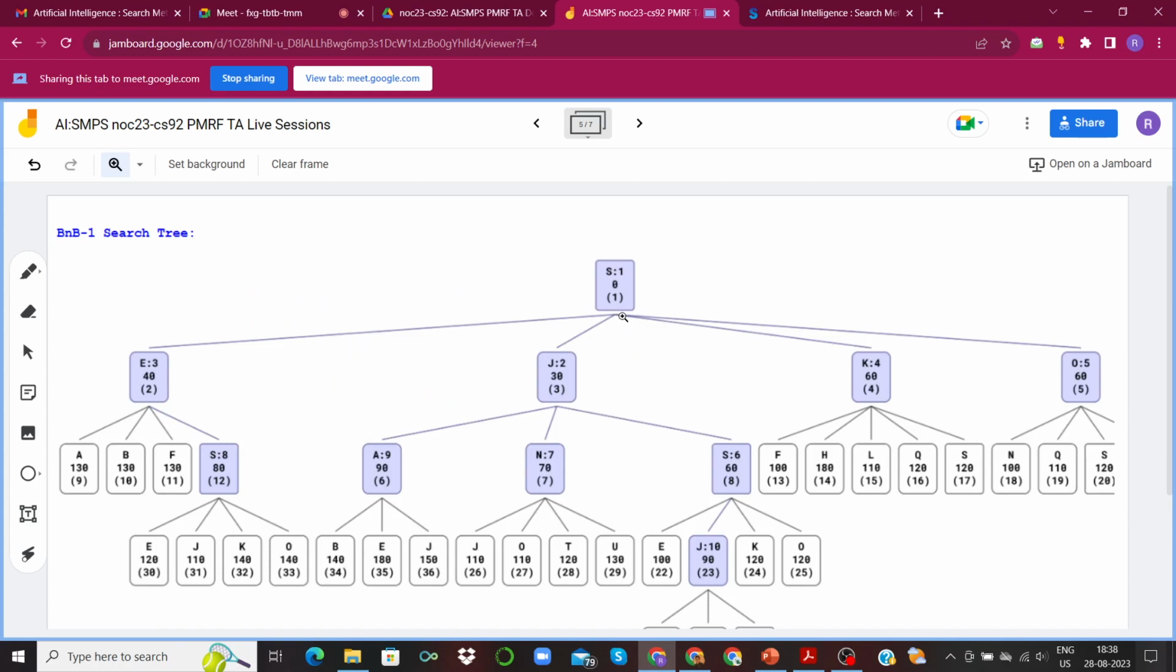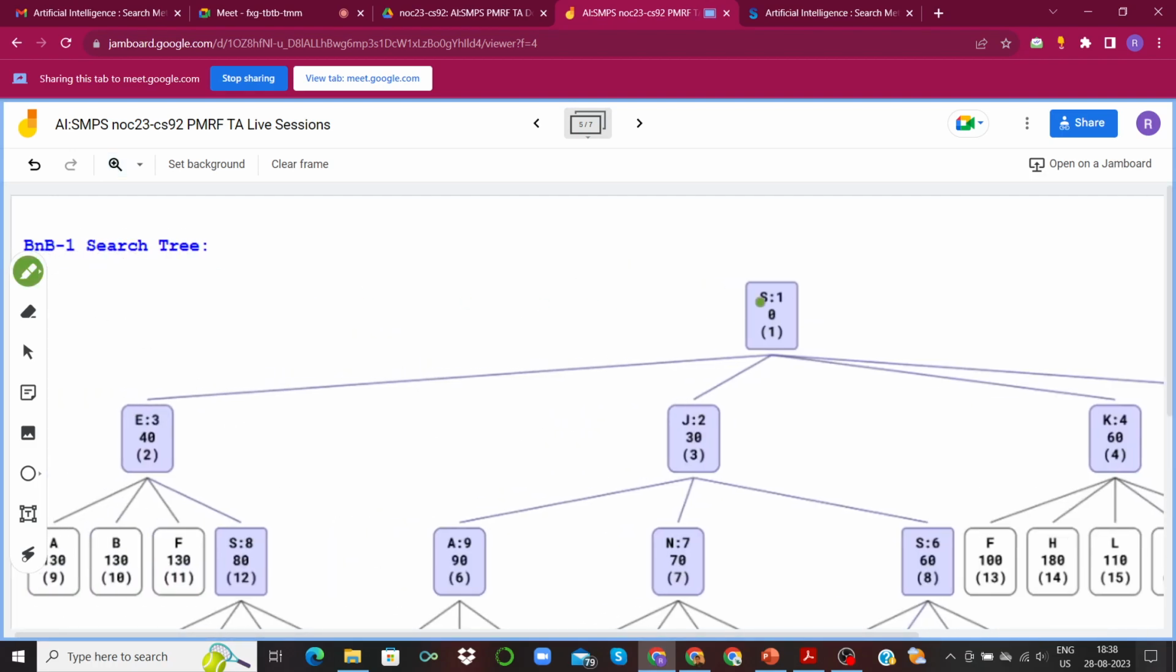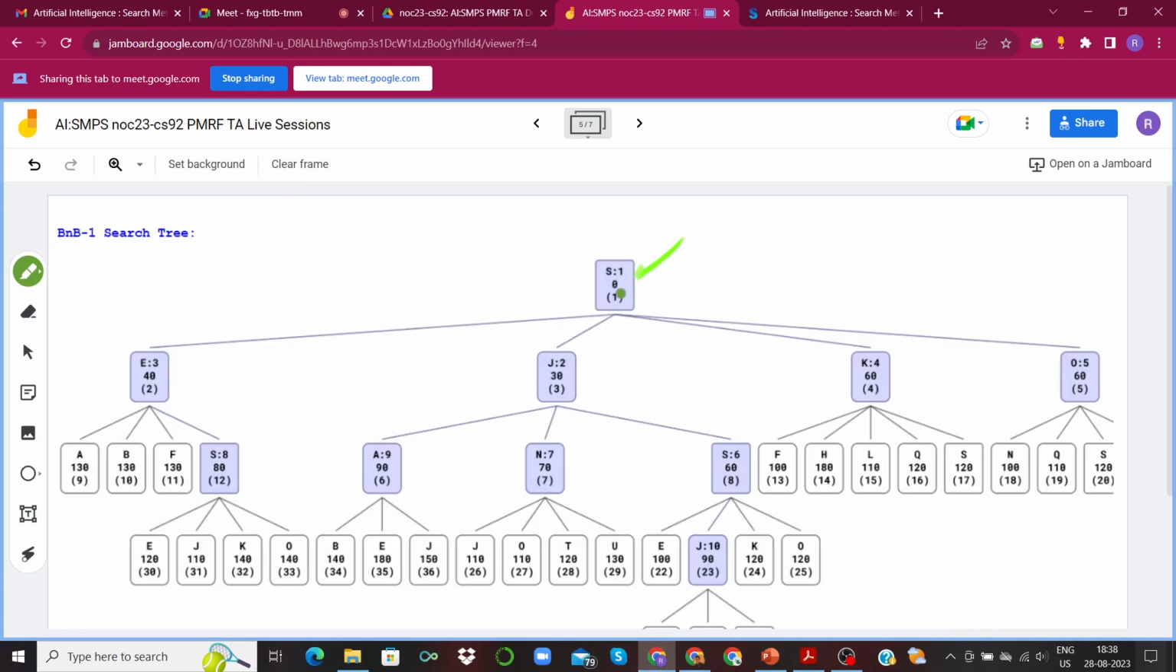If you remember, we started with our S node, which had a cost 0 and a sequence number of 1. This S had 4 possible directions it could go into. It could either go to J or to E or to K or to O, and we chose to go to J because that looked like the most promising solution at that particular point of time.